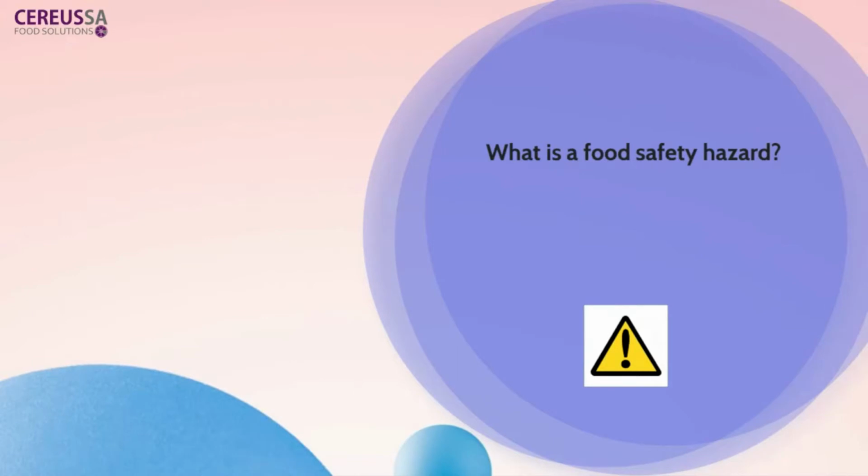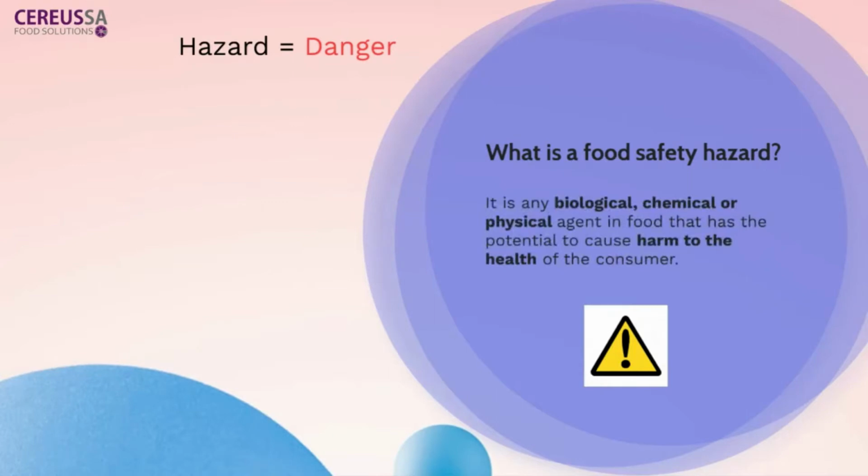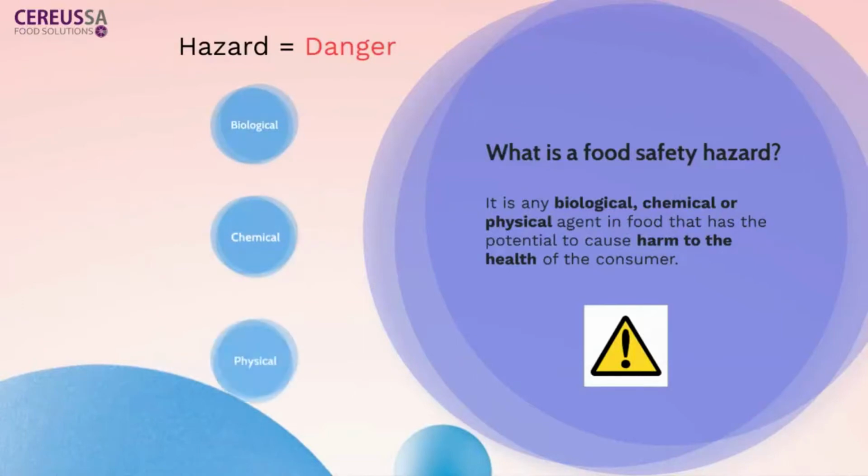Right. Firstly, what is a food safety hazard? Now, firstly, the word hazard means danger, anything that is dangerous. So, the definition for a food safety hazard is any biological, chemical, or physical agent in food that has the potential to cause harm to the health of the consumer. Note here that we say biological, chemical, or physical. So all food safety hazards can be categorized into either one of these three categories: biological, chemical, or physical.